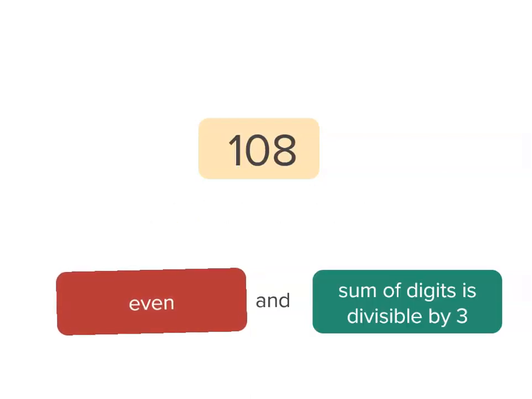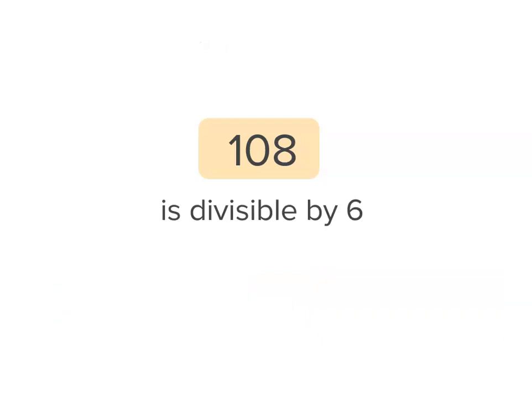108. Well, it is even, but it also needs to have the sum of the digits divisible by 3. If we actually add the sum of the digits up, we get 1 plus 0, which is 1, plus 8, which equals 9. And that's divisible by 3. So 108 is both even and the sum of its digits is divisible by 3. So 108 is divisible by 6.